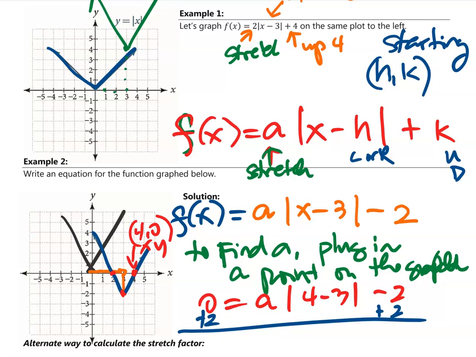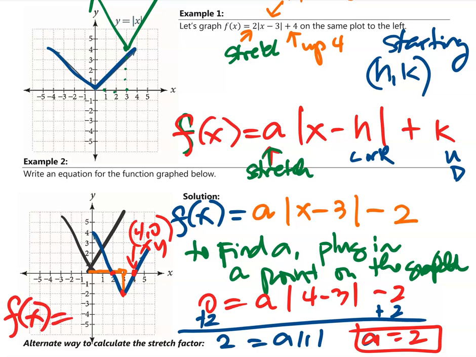So that is 2 equals a times the absolute value of 4 minus 3, which is 1. The absolute value of 1 is equal to 1. So a is equal to 2. So you can now write the equation of this absolute value graph: f of x is equal to 2 times the absolute value of x minus 3, minus 2.